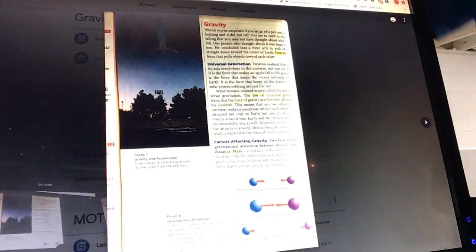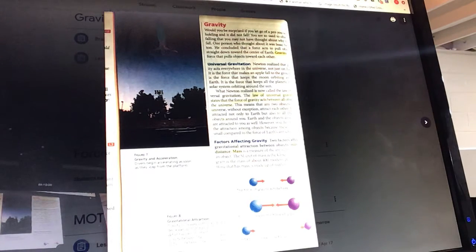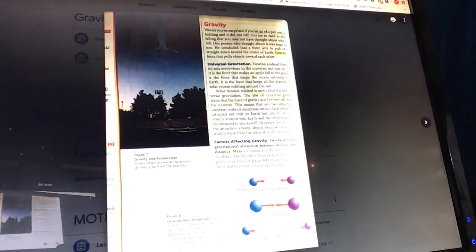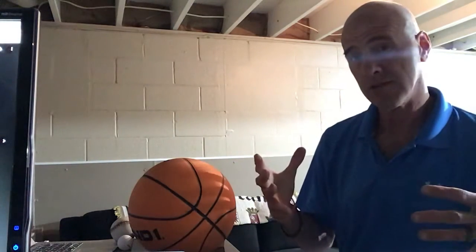But the law of universal gravitation right here has a nice little diagram. The amount of gravitational force depends on two things, mass and distance. First of all, everything in the universe has mass, has gravitational pull. So you have mass, I have mass, this basketball has mass, this table, the earth, everything has matter in it, has mass, therefore it has gravitational pull on everything else in the entire universe. That's why it's called the universal law of gravitation.